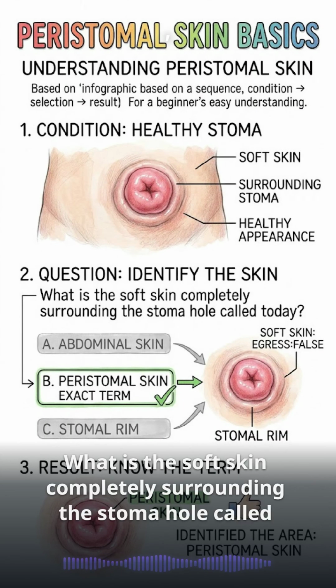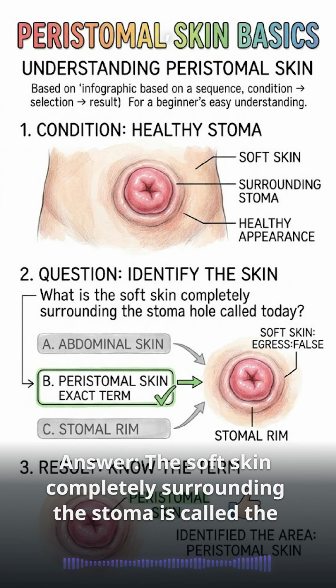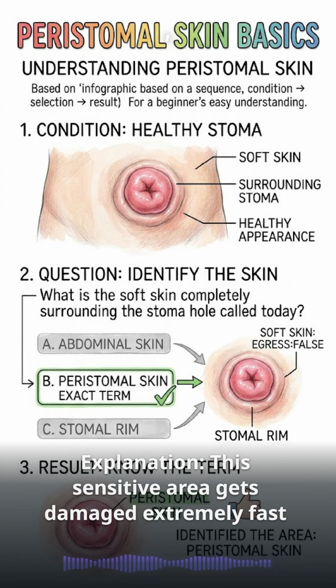88. What is the soft skin completely surrounding the stoma hole called today? The soft skin completely surrounding the stoma is called the peristomal skin. This sensitive area gets damaged extremely fast by leaking, burning stomach acid.